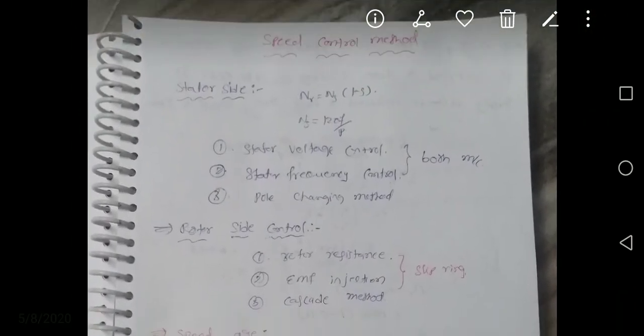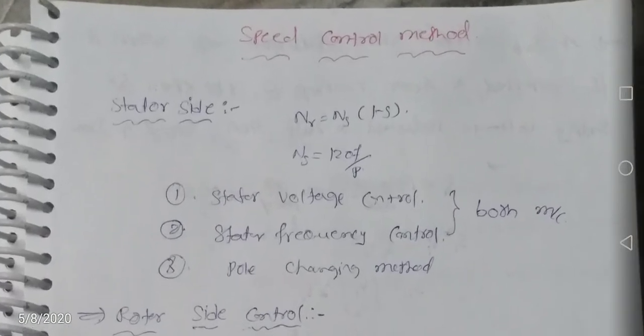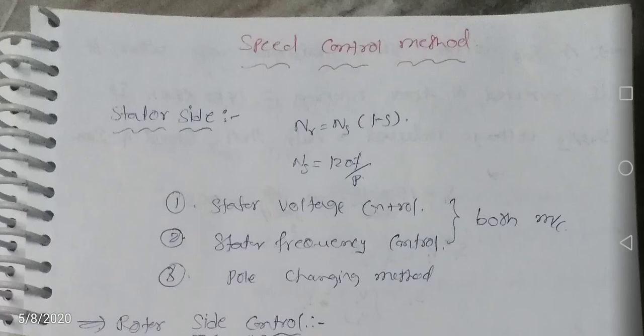Next topic is speed control methods of induction machine. Speeds of induction machine can be controlled from the stator side and the rotor side. Rotor speed Nr equal to Ns into (1 minus s). Ns equal to 120 f by p.